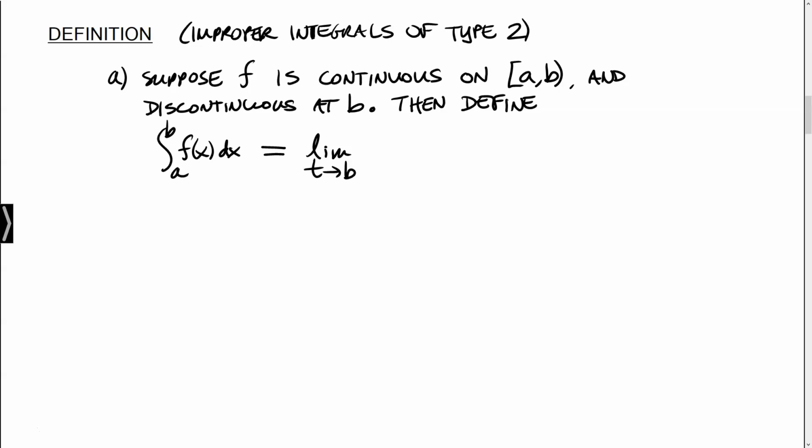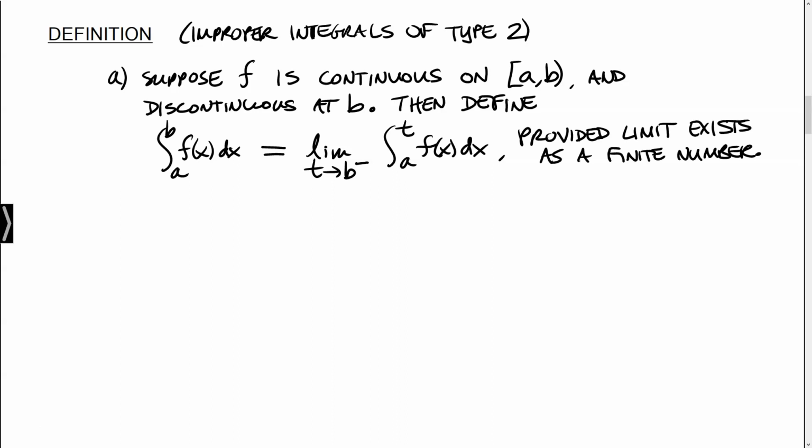And here we're approaching B from below. So this is going to be a left-hand limit. So the limit as t approaches B from below, or from the left, of the integral from a to t of f of x dx, provided, of course, again, the limit exists as a finite number.